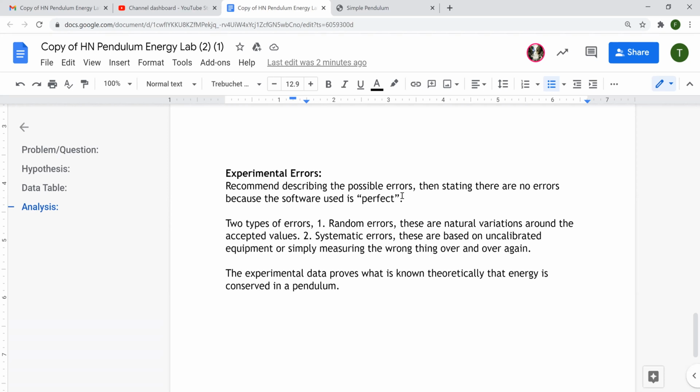Examples of natural experimental errors include natural variations with different values, as well as systematic errors. This can simply mean measuring the wrong value over and over again. That's the problem. I put this two times. The data in this experiment is that energy is conserved in a pendulum.